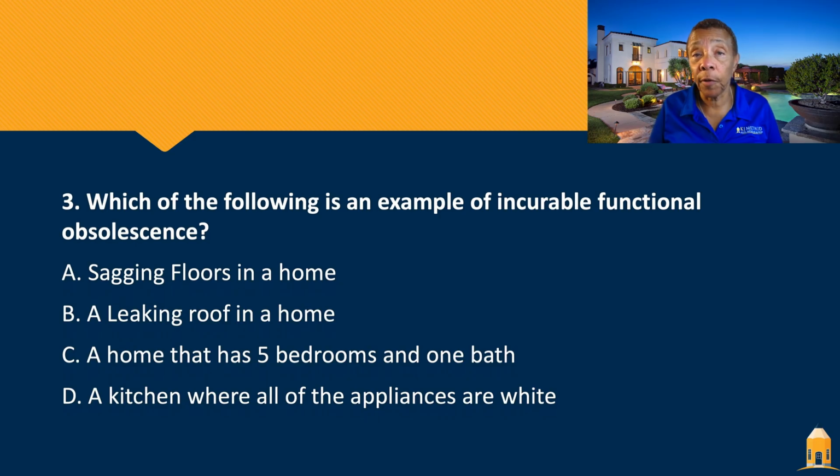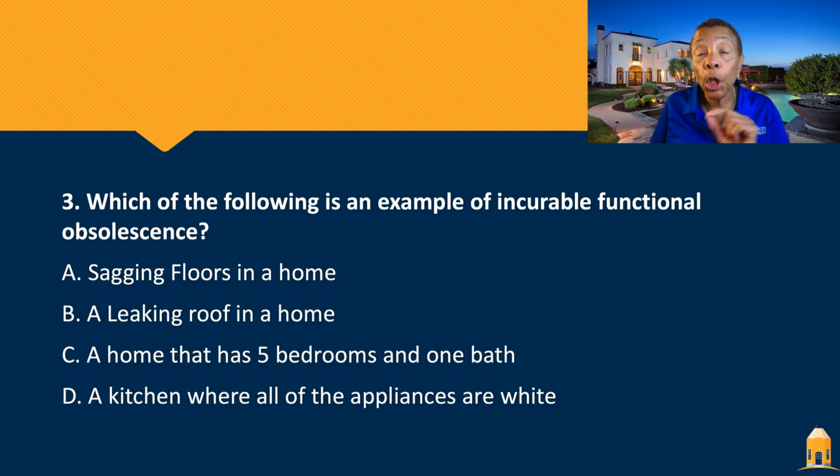But this is asking for functional. So functional is how we use the house today versus how we used to use it. Another language that they use is contemporary standards, today's standards. So it's not sagging floors, it's not a leaky roof. It's either 5-bedroom, 1-bath, or a kitchen where all the appliances are white.